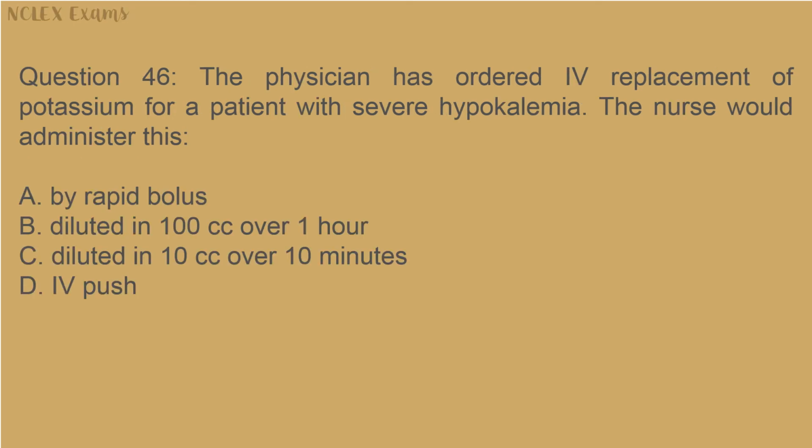Question 46. The physician has ordered replacement of potassium for a patient with severe hypokalemia. The nurse would administer this A. By rapid bolus, B. Diluted in 100 cc over 1 hour, C. Diluted in 10 cc over 10 minutes, D. IV push.